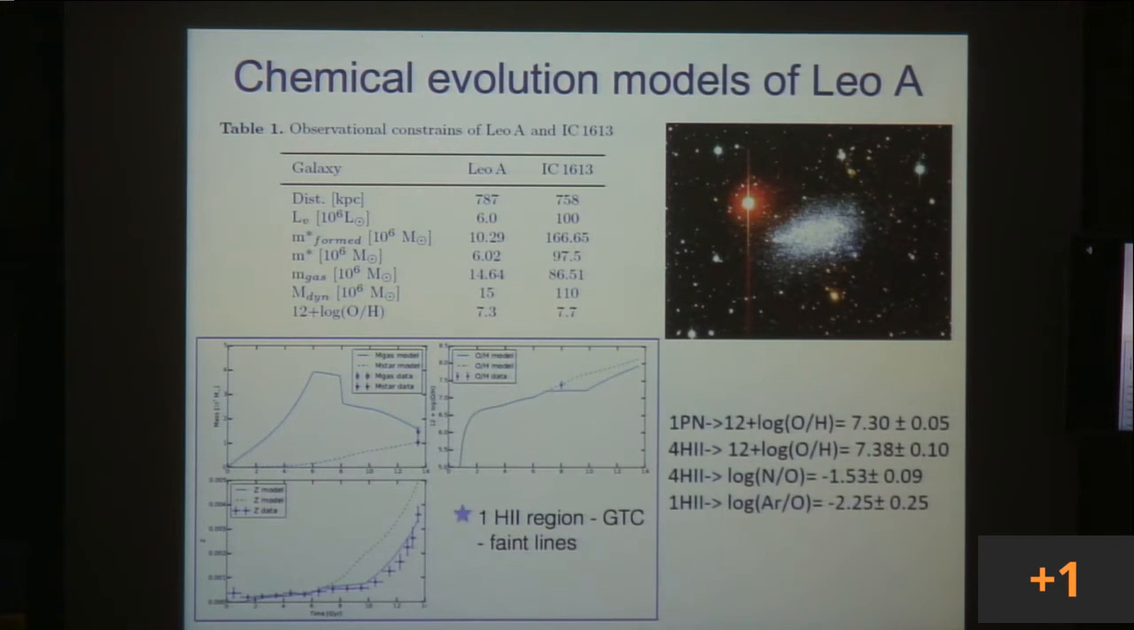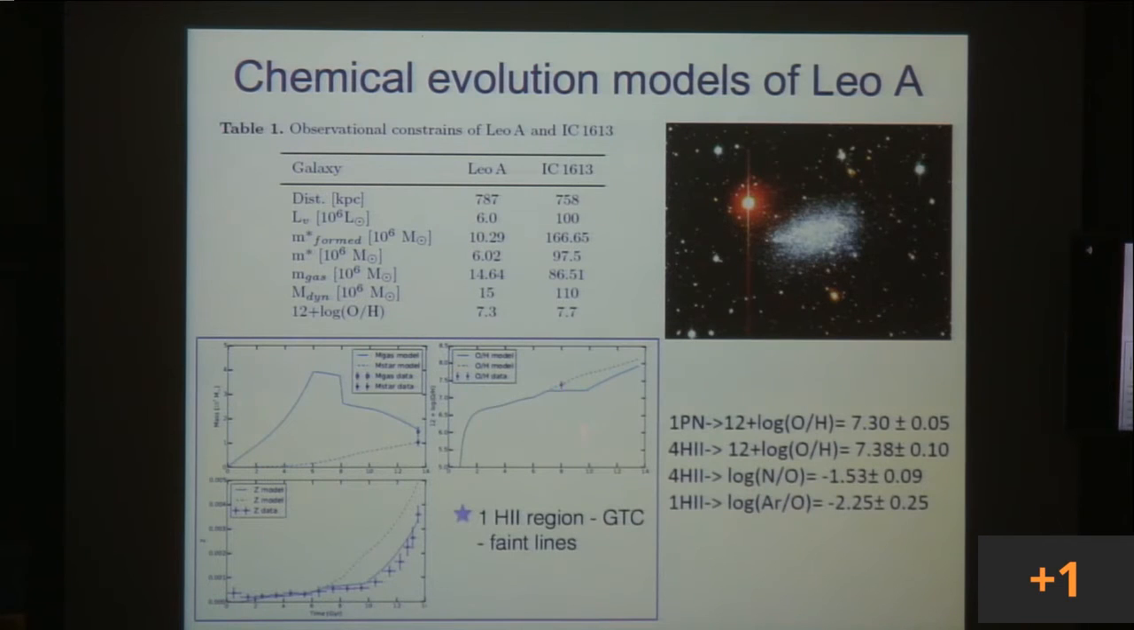Hi. My poster is on chemical evolution models of Leo A. Leo A is a dwarf irregular galaxy. It has a very low metallicity.